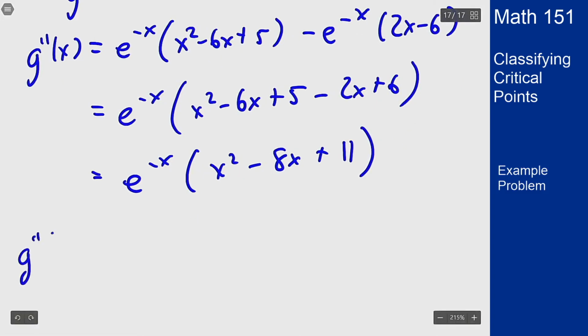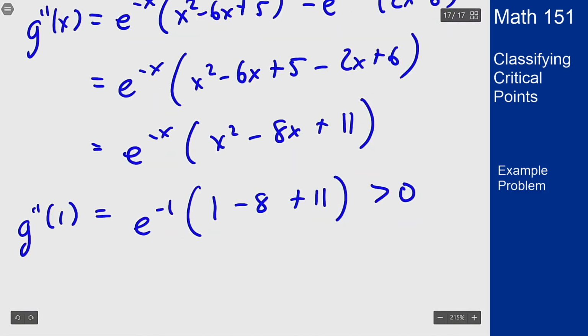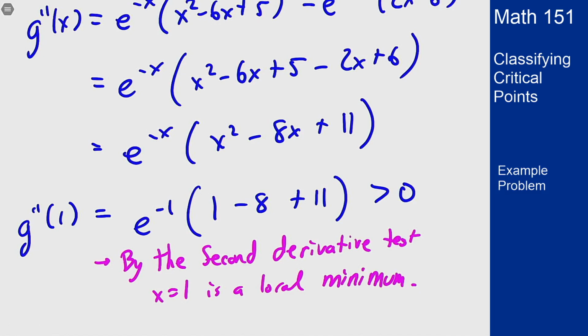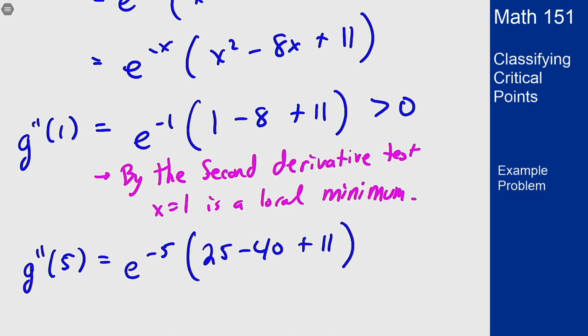So g double prime of 1 is e to the minus 1, that is a positive number, that's the important part there, times 1 minus 8 plus 11. That inside there is going to be 1 minus 8 is minus 7, plus 11 is positive 4. Positive times positive is a positive number. This means that by the second derivative test, 1 is a local minimum. We can do the same thing for 5. G double prime at 5 is e to the minus 5, also a positive number, times 25 minus 40 plus 11. 25 plus 11 is 36, minus 40 gives me a negative 5, so negative times the positive number is going to be negative, and this is a local maximum.